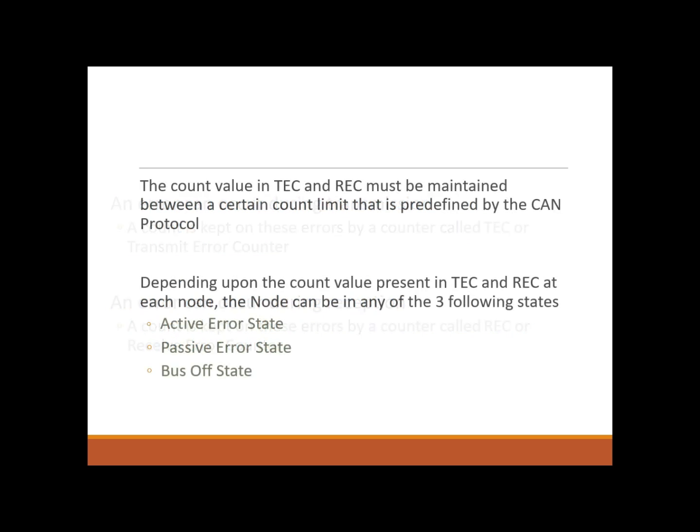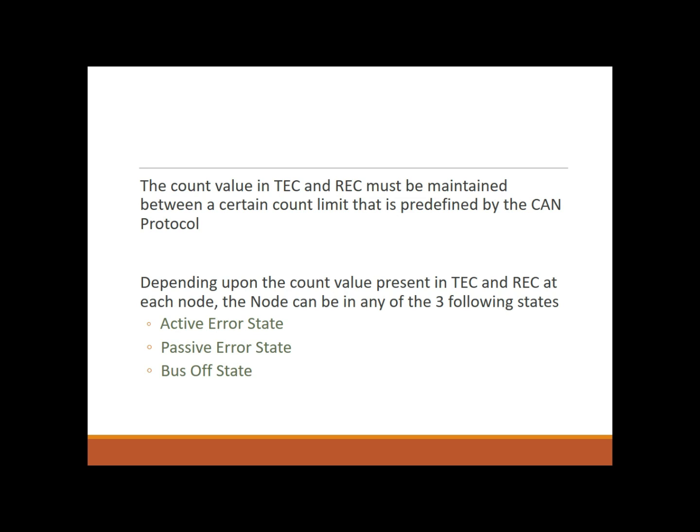We can see this in the next slide easily, like how many types of errors we have. The count values in the transmit error count and receive error count must be maintained within certain count limits that are predefined by the CAN protocol, following ISO. Those who developed the CAN protocol bus predefined these error counts. Depending upon the count values in the transmit error count and receiver error count, each node can have the following three states.